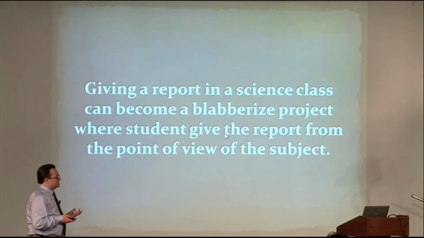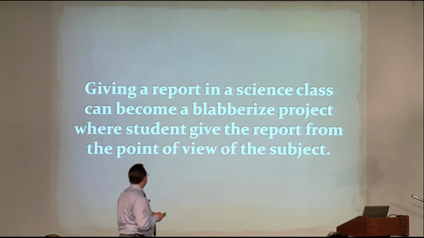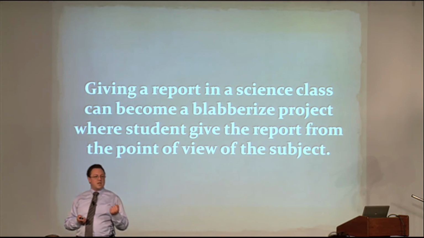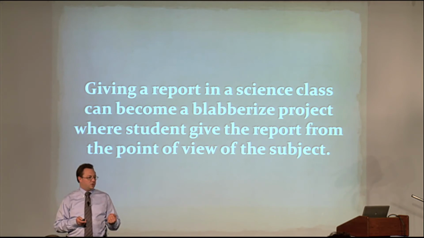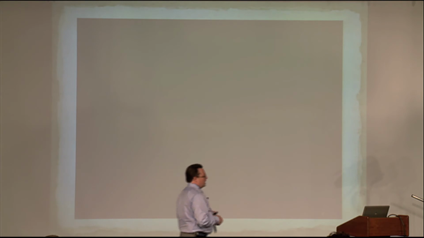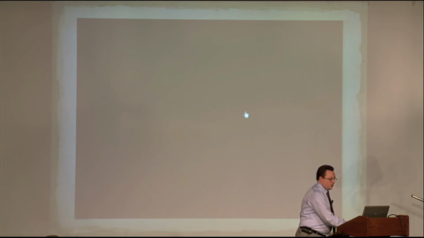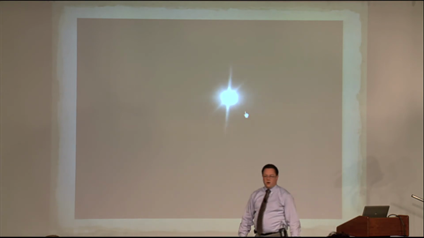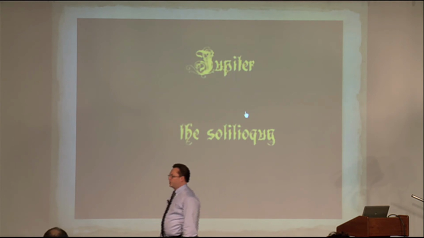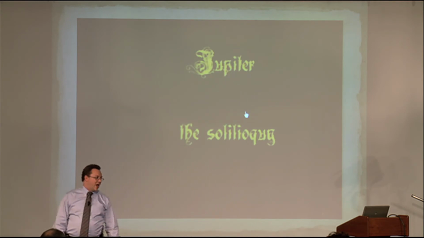So the next example, and we've seen this already several times today, is using something like Blabberize to give a report. So you can take on the persona of characters and use a tool like Blabberize to give a report. And so this one here is a student giving a presentation on the planets. They're choosing Jupiter, and they're giving a presentation as Jupiter.